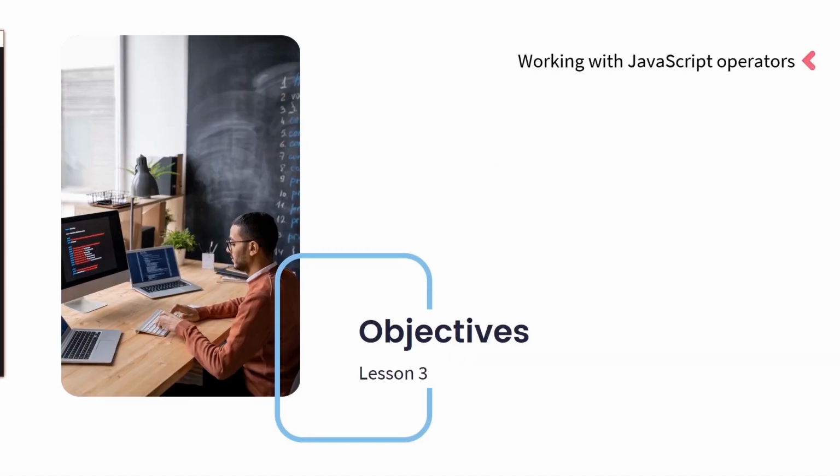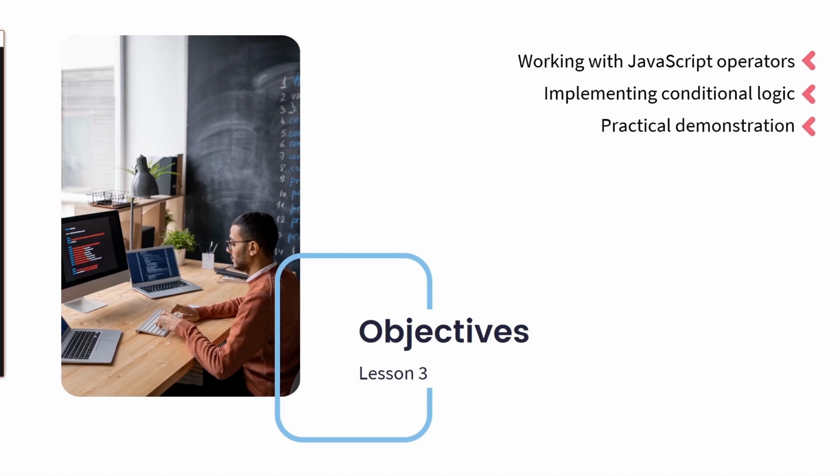So first of all, we will be working with JavaScript operators, and JavaScript operators are extremely important when it comes to using conditional logic. JavaScript operators allow us to either assign data, compare data, or perform some sort of arithmetic computation. And this brings us to our next point, where we will be implementing conditional logic inside of our code. Here we will look at things such as if statements, else statements, as well as the switch statement. And then lastly, we'll have a practical demonstration to bring all of this together to show you just how powerful operators as well as conditional logic is when used together.